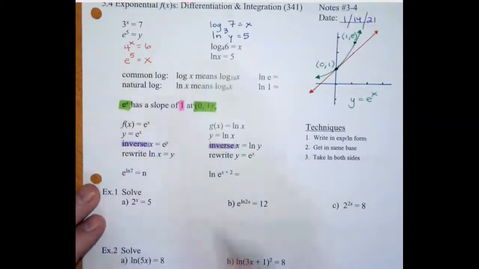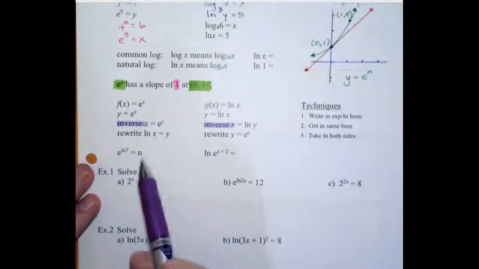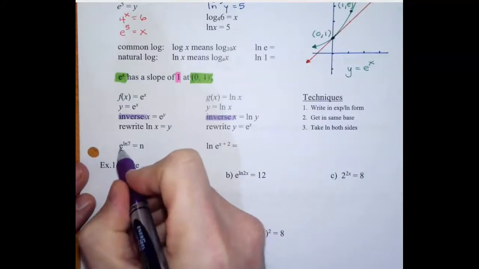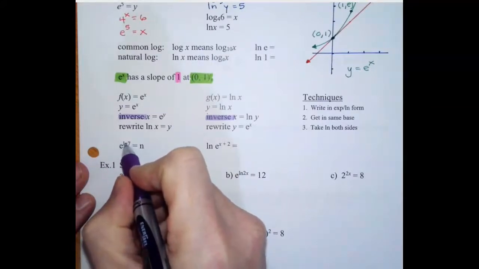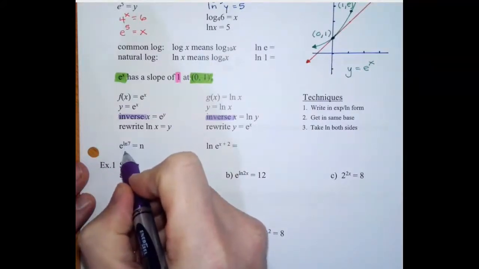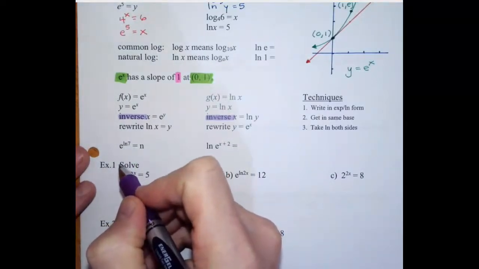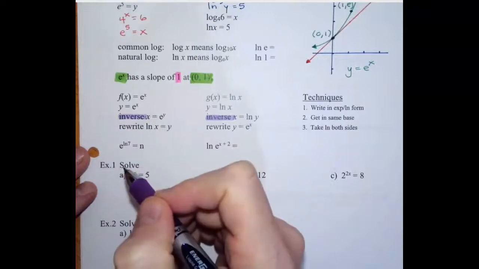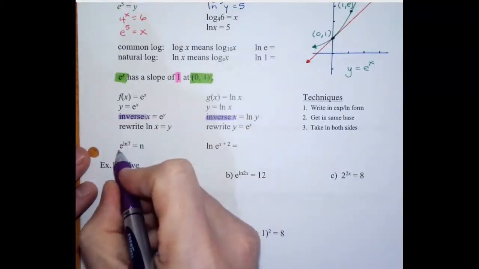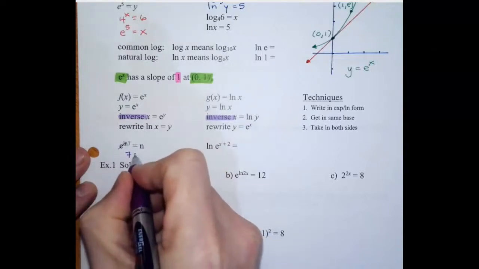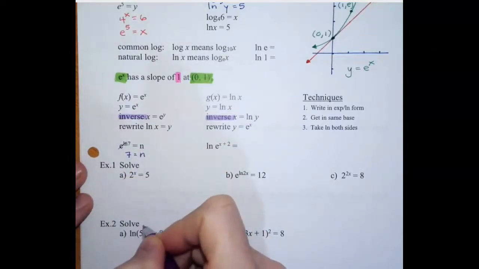So here, if we look at this, we just said these are inverses, and so when you apply inverses to each other, they kind of cancel each other out. Like you take the square root of x squared, you get the absolute value of x, but basically we're looking at getting x back. So these are going to basically cancel each other, and we'll have that 7 equals n.